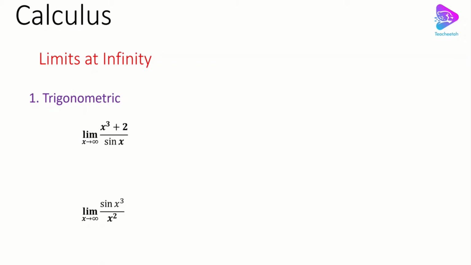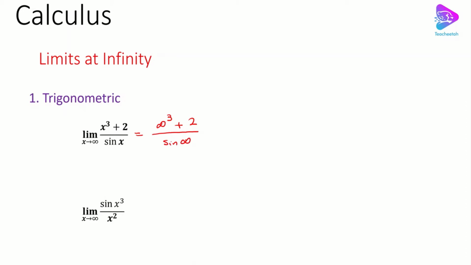For the trigonometric function, we have to look at the function first and then see what type of property we can use, and then we can understand what would be the answer at the end. Okay, let's look at this example. On top we have x cubed plus 2, and on the bottom we have the sine of x, and x is approaching infinity. As you know, for any limit, the first step is to plug in the value that we're approaching. So if we plug in infinity here, the answer is going to be infinity cubed plus 2 over sine of infinity.